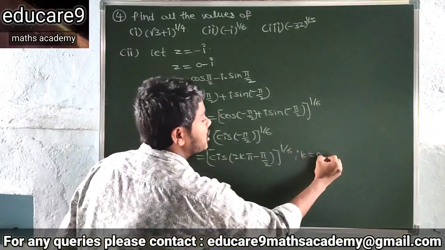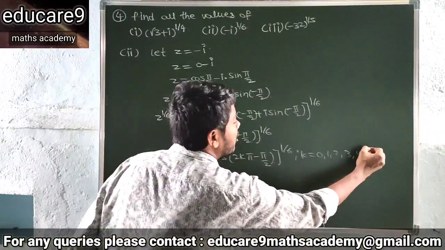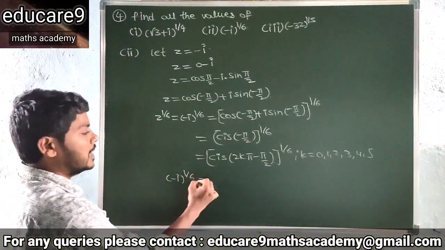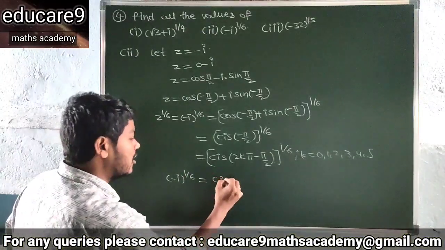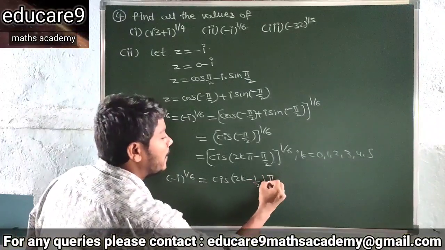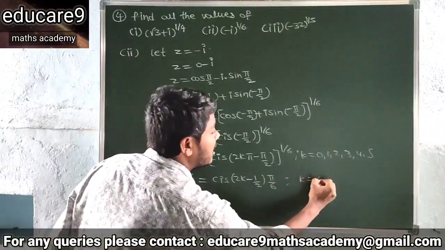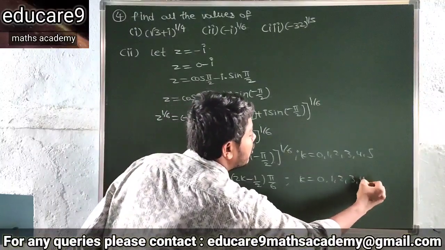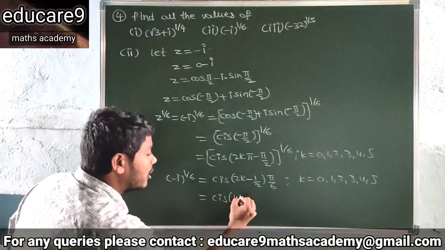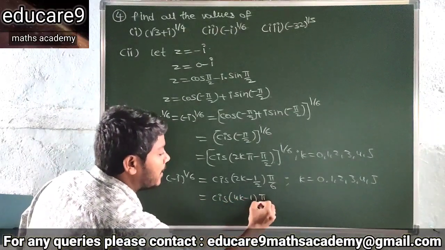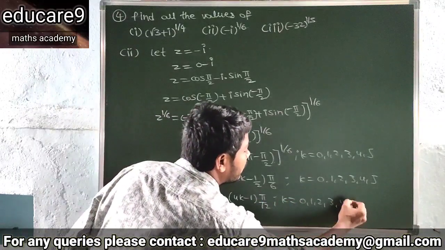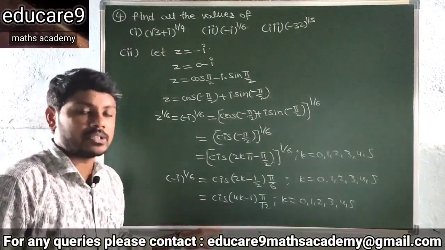Here k is equal to 0, 1, 2, 3, 4, 5. So therefore (minus i) whole to the power of 1 by 6 can be written as cis of (2k minus 1 by 2) into pi by 6. Here k values are 0, 1, 2, 3, 4, 5. So again this can be written as cis of (4k minus 1) into pi by 12, where k is equal to 0, 1, 2, 3, 4, 5. So this is the required solution.